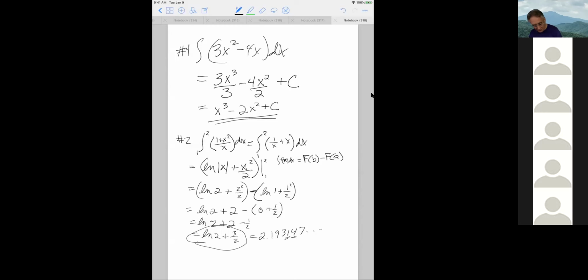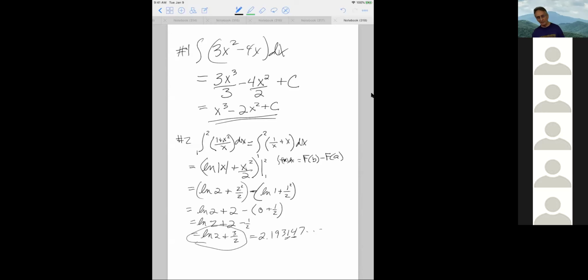I've got parentheses around 1 plus x squared, close parenthesis, divided by x, comma. Then I need my x for the variable of concern. And then I need the limits of integration, which are 1 and 2. So I need a comma, 1, comma, 2, close parenthesis. And I get the 2.193147 that I got from natural log 2 plus 3/2.